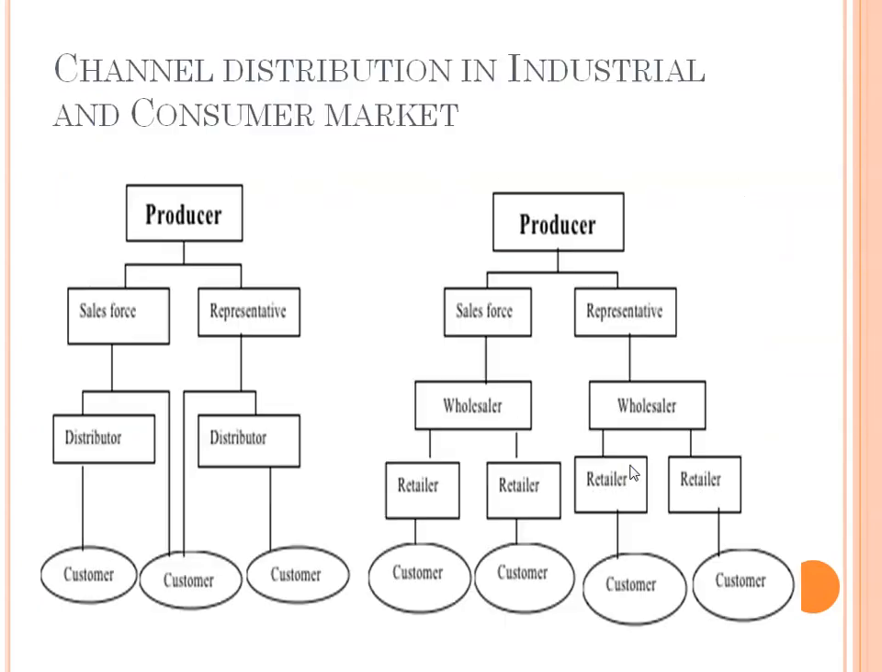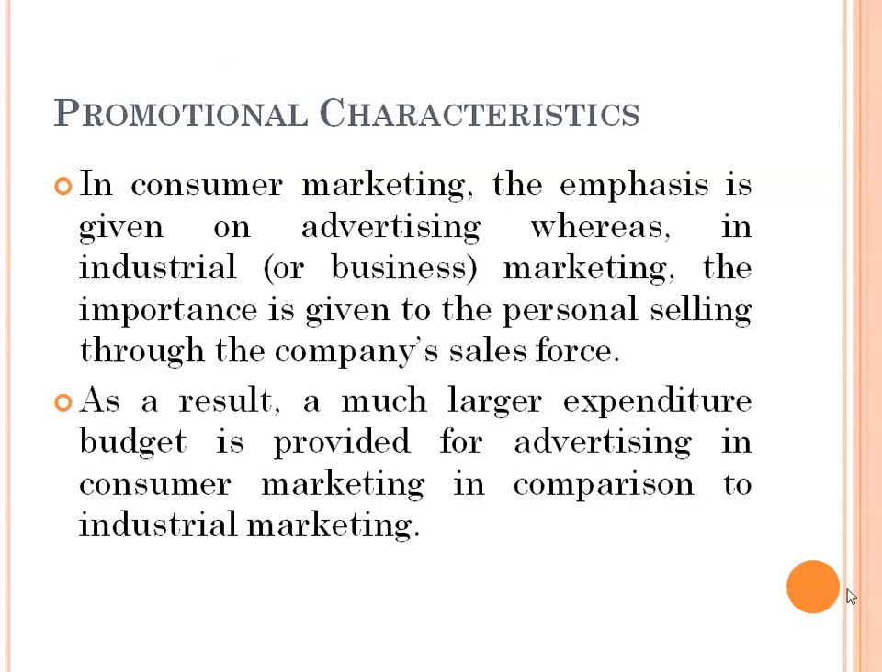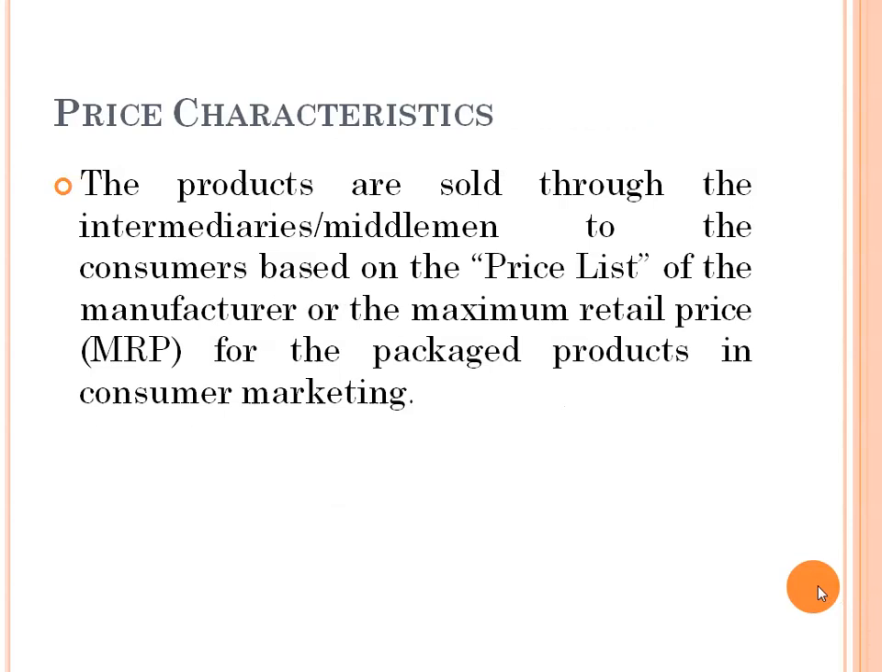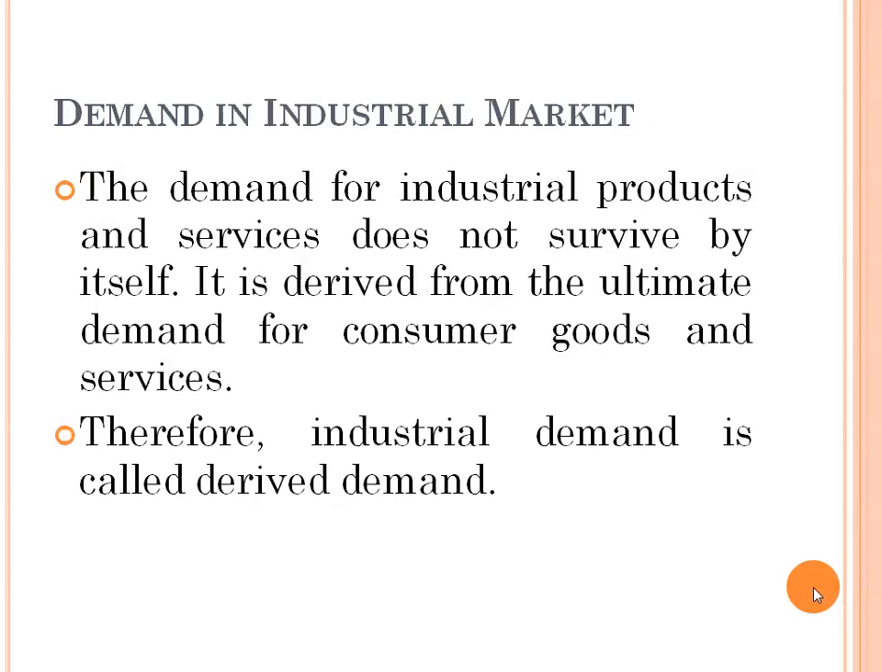Also channel characteristics are also important here. So this is the difference between the channel characteristics of industrial buying behavior and the consumer buying behavior that I have covered. Then promotional characteristics, as we have discussed before, in consumer marketing emphasis is mostly given on advertisement, whereas in industrial or business marketing, the importance is given to personal selling through the company's dedicated sales force. As a result, much larger expenditure budget is provided for advertising in consumer marketing as compared to industrial marketing. So this is about the price characteristics.